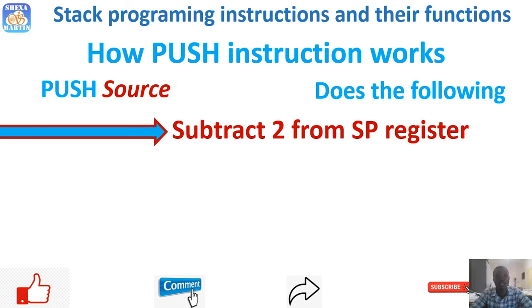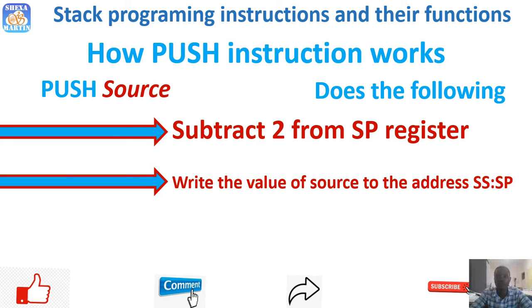Why? Because the value that we are pushing onto the top of the stack is 16-bit in size. And how many bytes are those? There are 2 bytes. So it writes the value of source to the address SS:SP. Whenever we say push and then put the source, we will be writing the value of source to the address SS:SP.